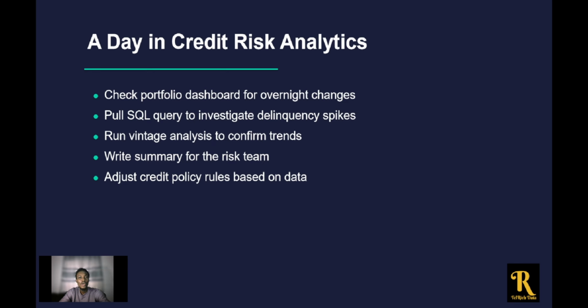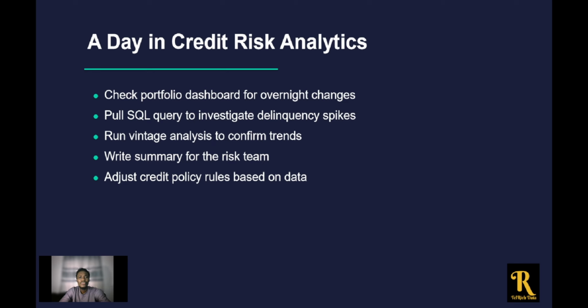Did delinquency go up overnight? Did it go down? Any early warning sign, any signal? Then maybe you pull an SQL query to investigate a spike in 30 plus days past due loans. That's an example. Or maybe you notice a particular loan product has a higher default in the last 2 months. You have to investigate it. You run a vintage analysis to confirm what you just saw.